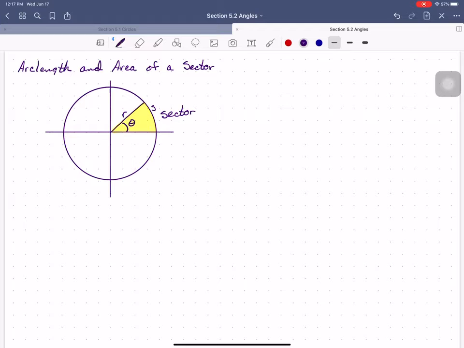And the arc length, in other words, the distance we would walk along the perimeter of the circle to get to that point on our circle, is simply given by s equals r theta. But theta must be in radians, because this goes right back to our definition of a radian measure. Remember that a radian measure is equal to the arc length divided by the radius. So it makes sense that s equals r theta.